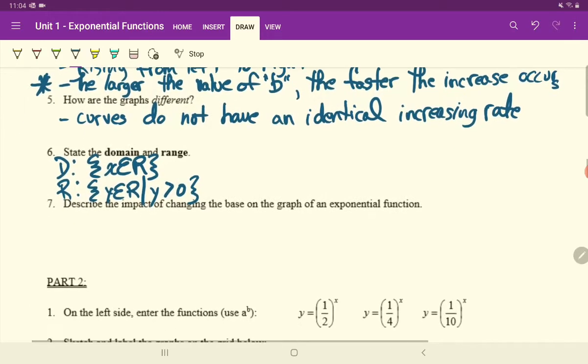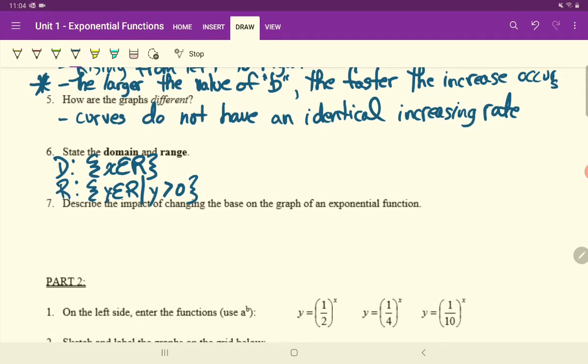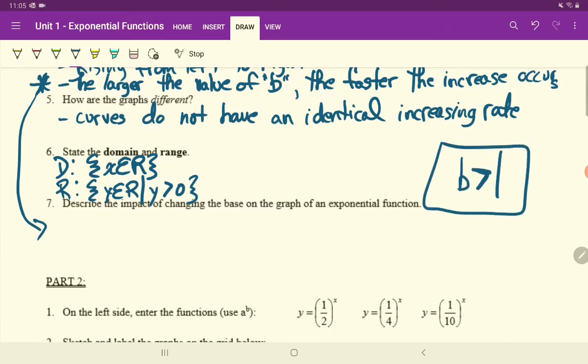Okay? Describe the impact of changing the base on the graph of an exponential function. And that's kind of where this note comes in, where we said the larger the value of b, the faster the increase occurs, or the steeper the curve. All right, so we can just put an arrow there. Okay, so that covers all those questions above, and all these questions above are for b greater than 1. So that means it could be 1.1 all the way up to whatever.